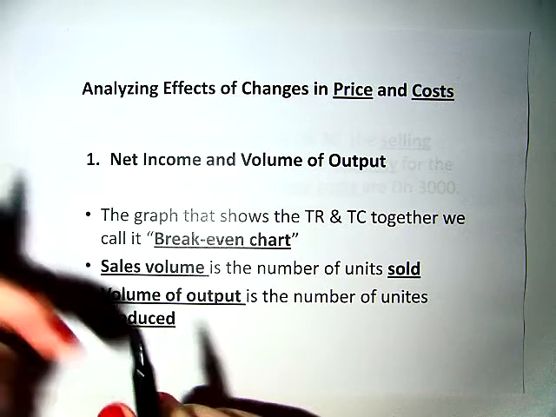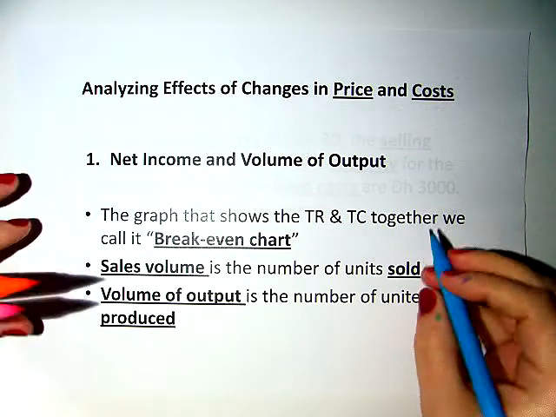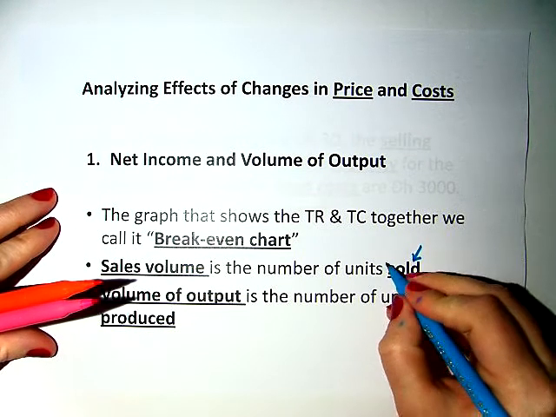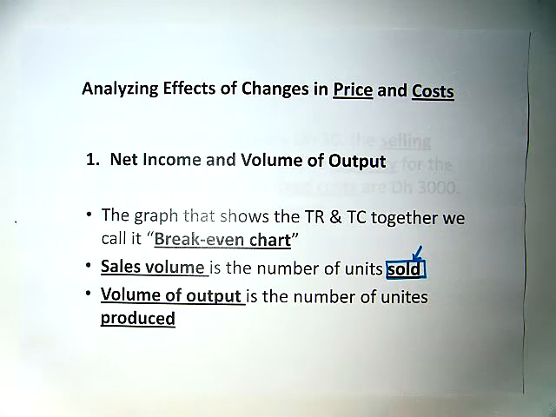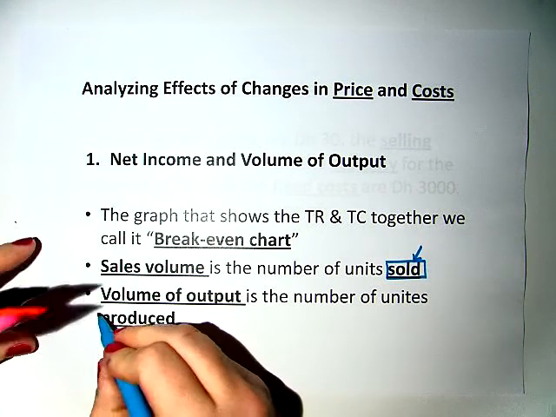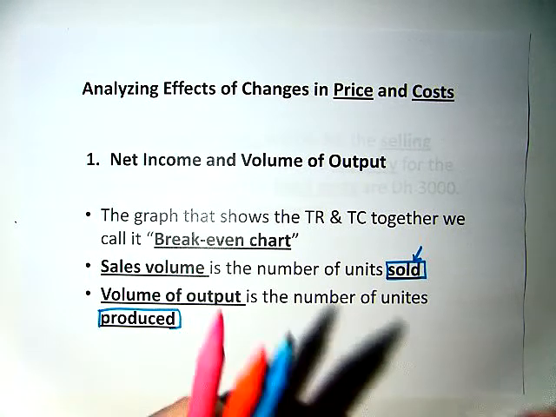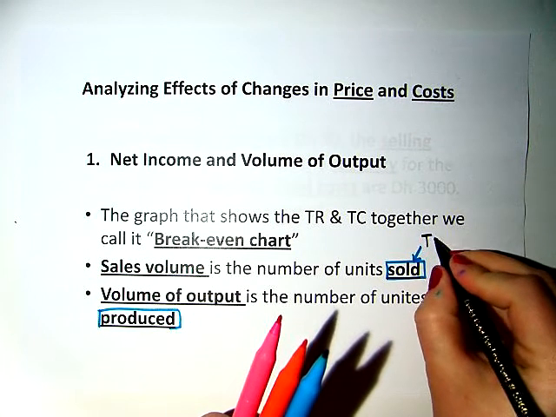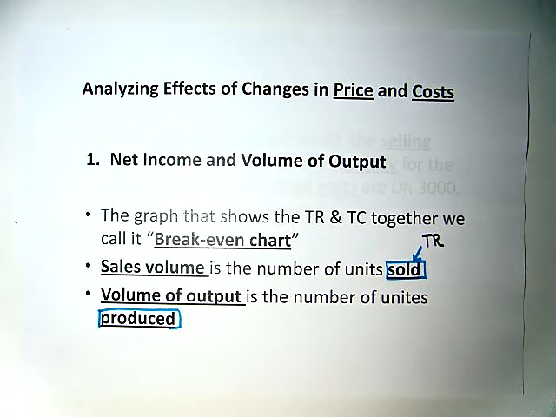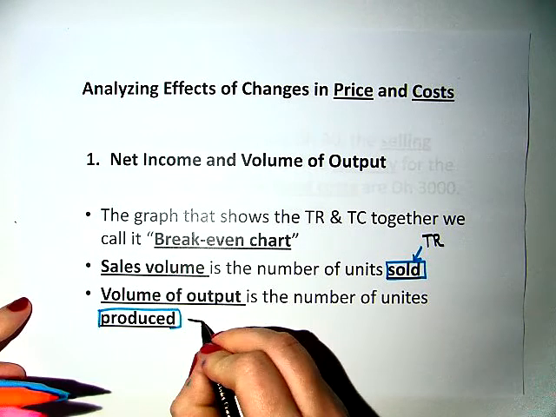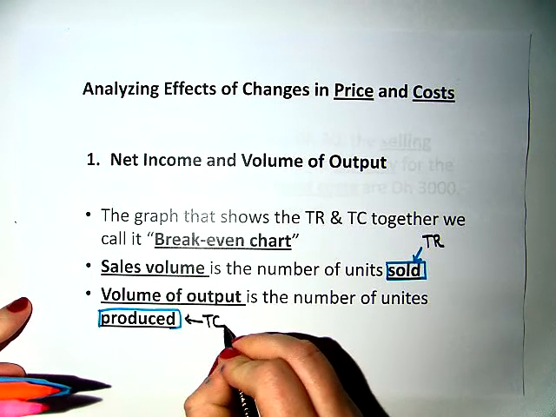Sales volume is the number of units sold. However, the volume of output is the number of units produced. So this is a big deal because the number of units sold goes with the total revenue chart, but the number of units produced goes with the total cost.